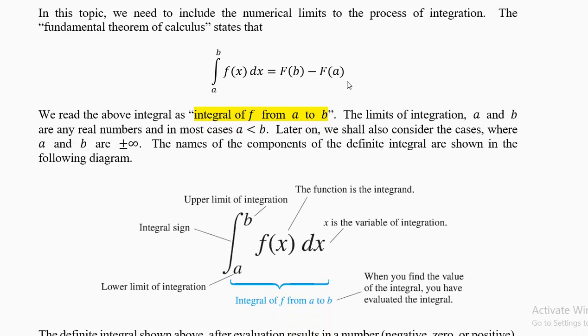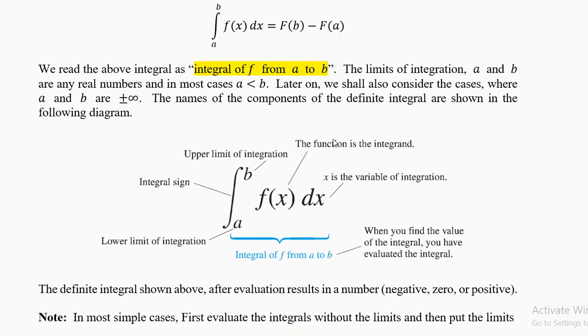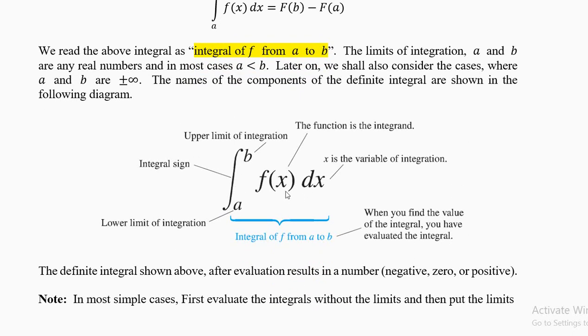How do you read it in English? Integral of f from a to b. Integral of small f from a to b. Now look at this diagram. Now a is the lower limit of integration, b is the upper limit of integration, and this is the integration sign. This is your function small f, and this is the dx, the variable with which you are going to integrate. You will say integral of f from a to b.